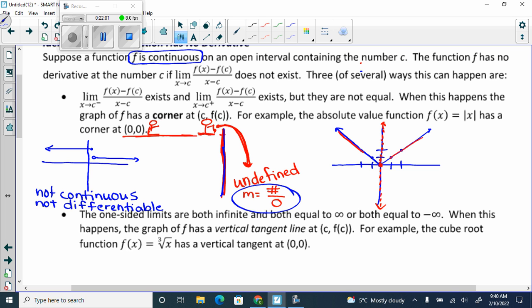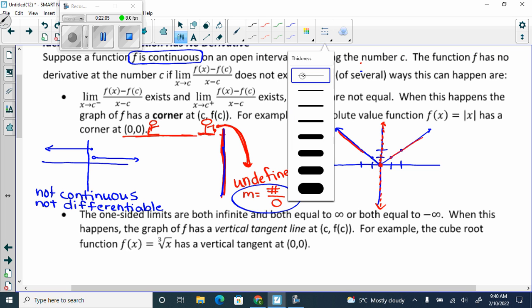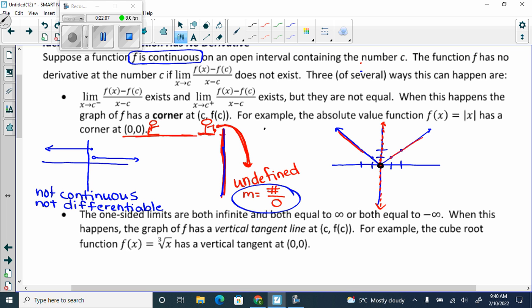So where on this graph can't I differentiate? Yeah, at (0, 0). That's the only place. You could differentiate this arm and you could differentiate that arm if they were piecewise functions. You just can't differentiate at (0, 0). So if I asked you to find f prime of 0, you'd say: does not exist. So wherever you have a point, it's done.